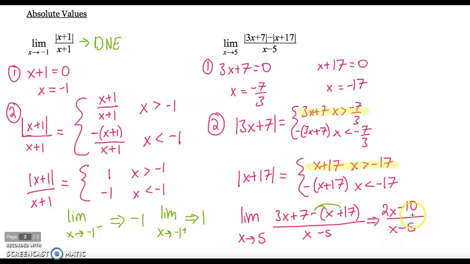Okay, but I still have my problem. If I try to plug in 5, I'd get 0 over 0, but I see one more step I can do, and that would be to factor, pull out that 2 up top. And so then I end up with just 2 as my answer.